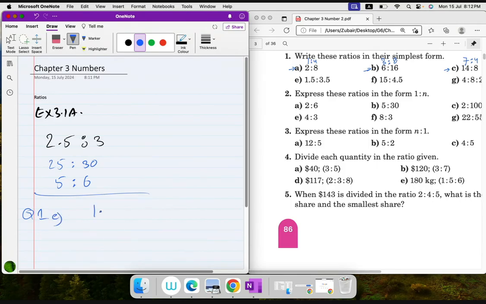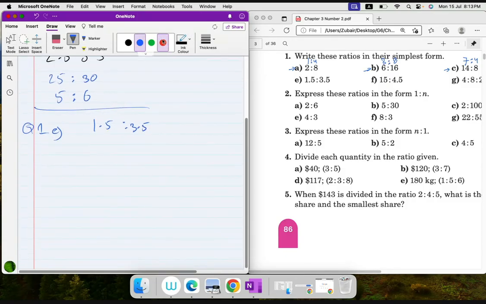E part says 1.5 ratio 3.5. Again, multiplying both with 10, 15 and 35. Now we divide both with 5. 5 goes into 15 three times and 5 into 35 seven times. F part, 15 ratio 4.5. Try that.